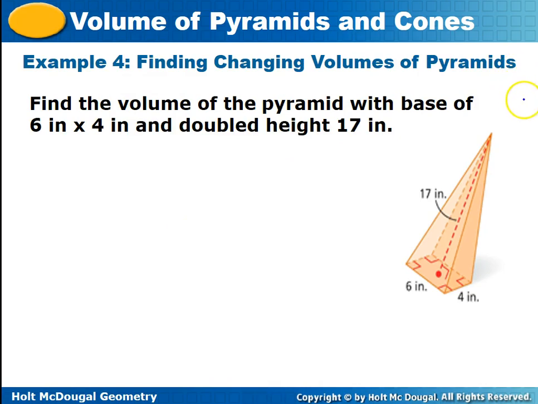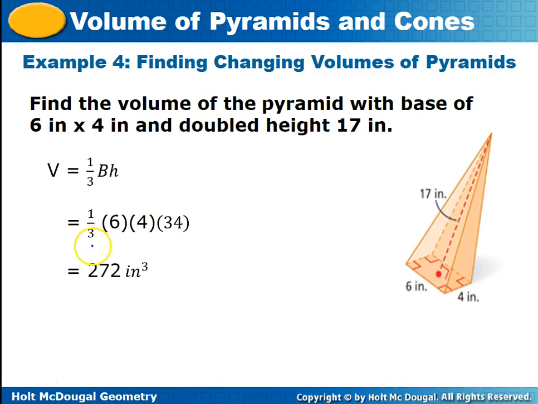So now the next one says find the volume of a pyramid with a base of 6 by 4 and a doubled height. So this problem says the only dimension that we're changing now is the height. So if the height's doubled, 17 times 2 is 34. So that's the height we're going to use. So we're going to again do length times width, 6 times 4, times a doubled height, which is going to be 34, and divide that whole number by 3. And that's going to give us 272 inches cubed.